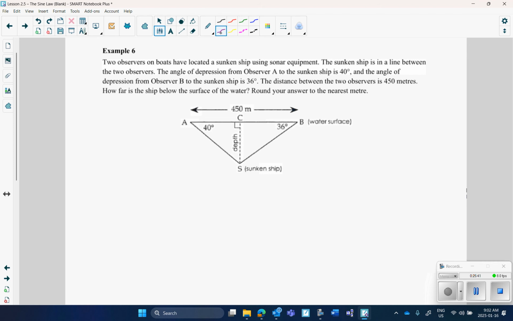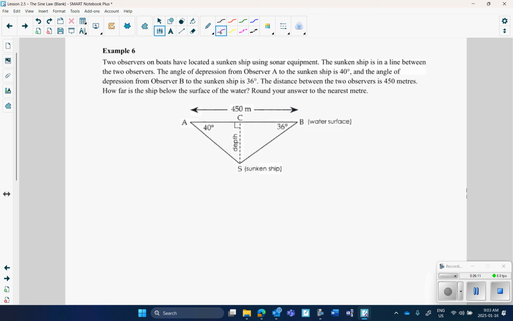Two observers on boats at A and B have located a sunken ship using sonar equipment. The sunken ship is in a line between the two observers. The angle of depression, if you remember way back from grade 10, is an angle formed between an imaginary horizontal line and you looking down at something. So 40 and 36 on the diagram are angles of depression.